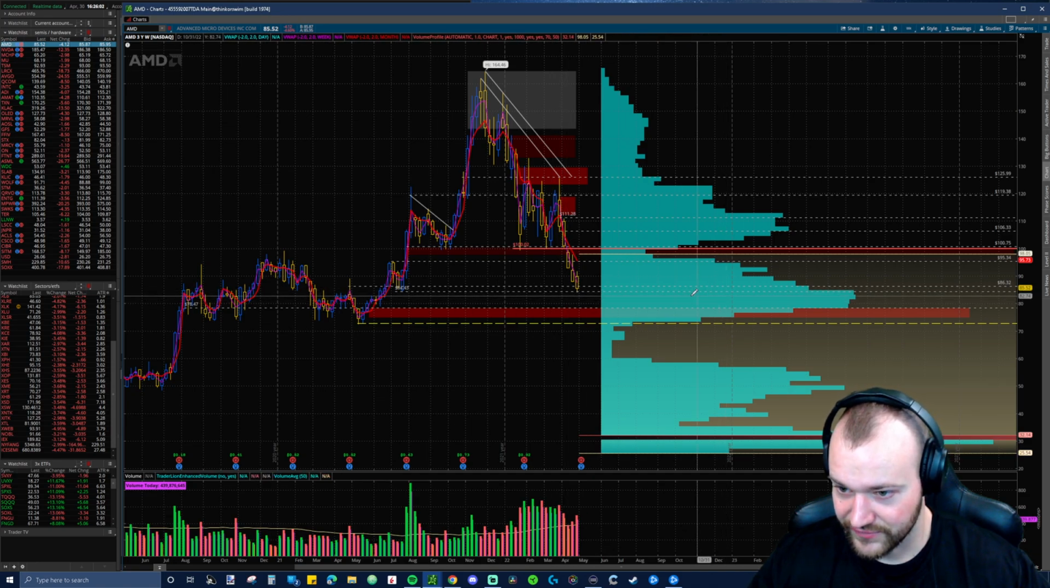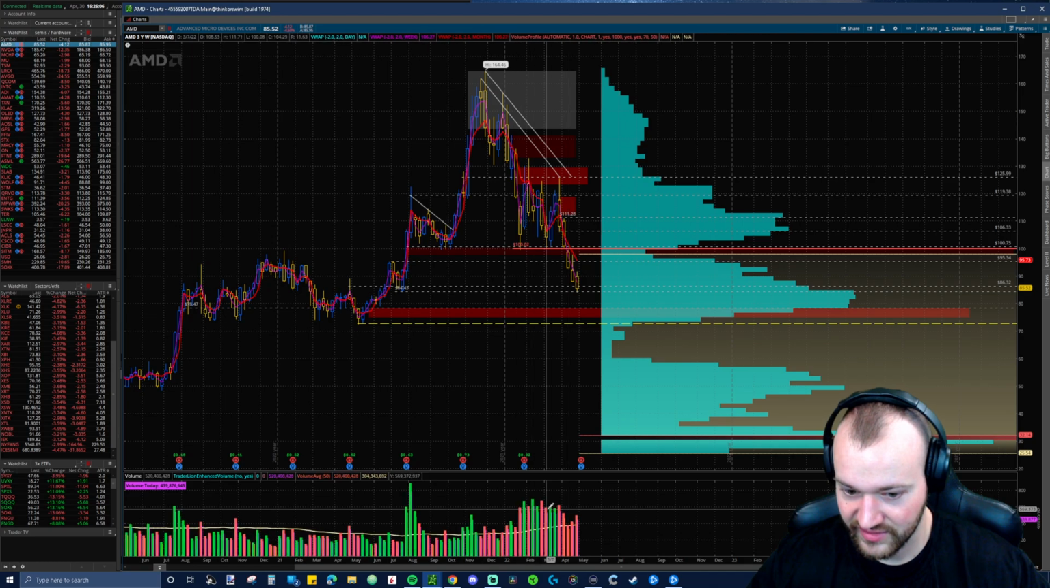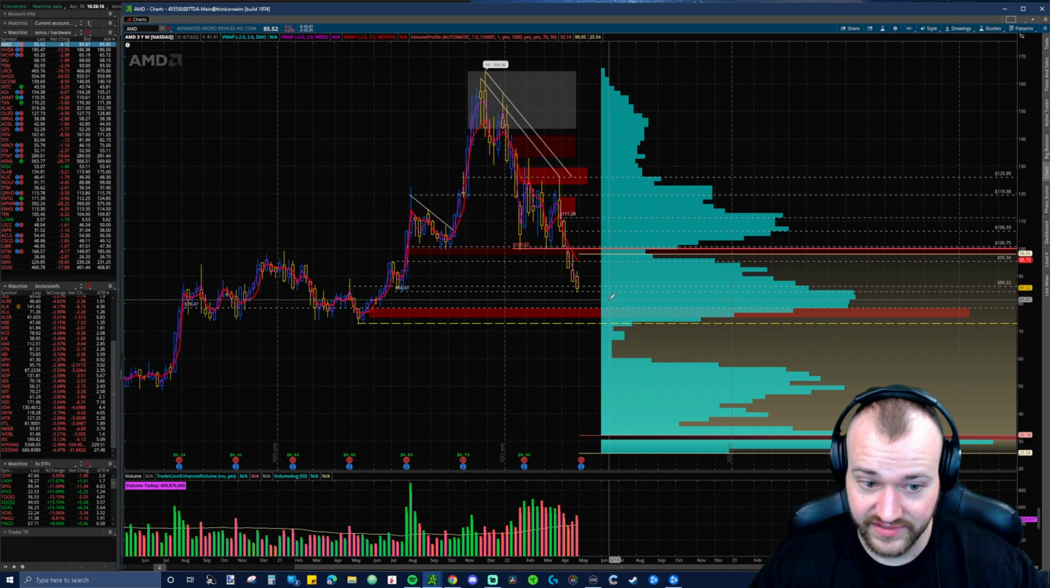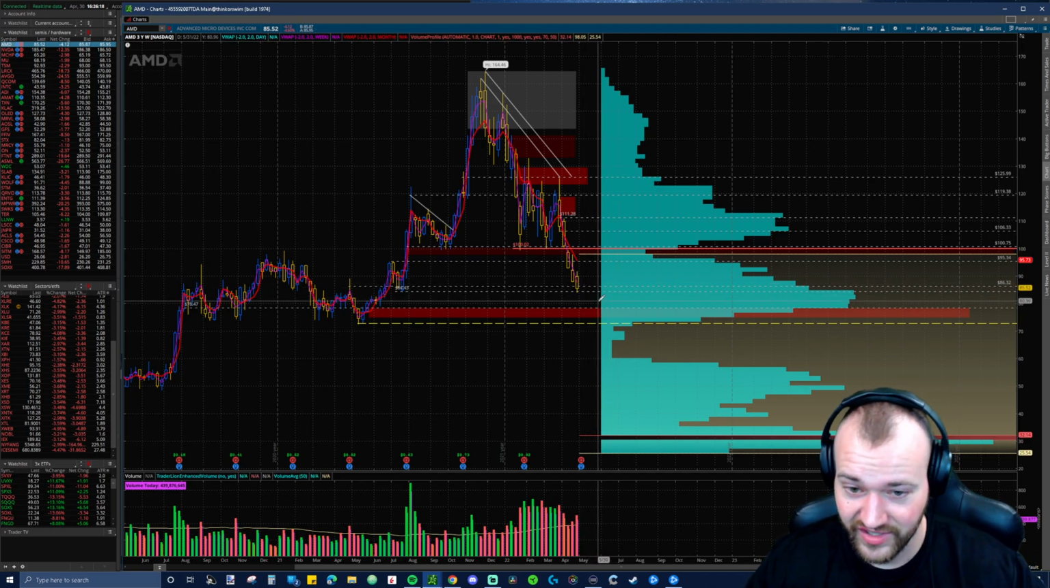But if it doesn't defend this big volume shelf here, and we have high volume the last while, so if it doesn't defend this region, yikes, is all I can say about that.